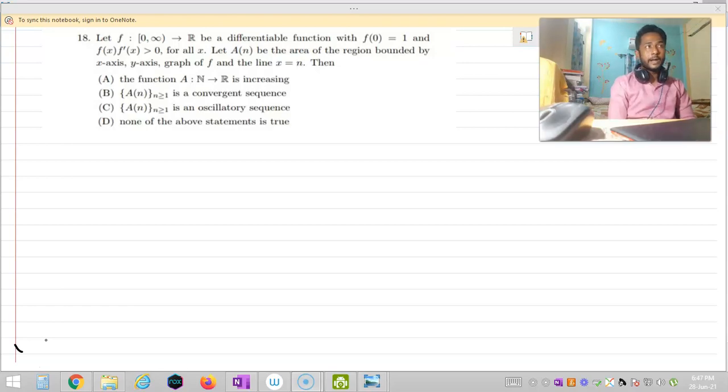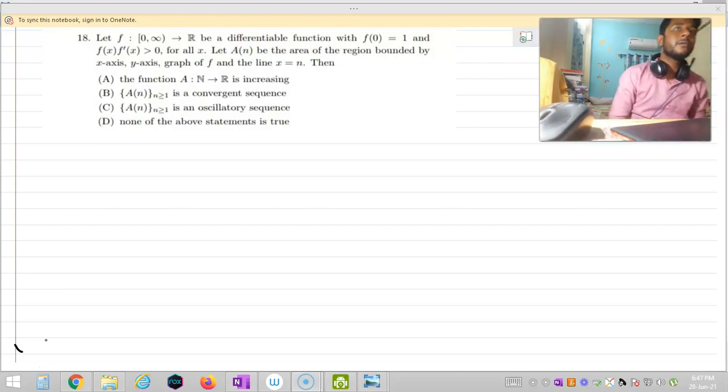The options say that the function A from N to R is an increasing function; A_n, n greater or equal to 1, is a convergent sequence; A_n, n greater or equal to 1, is an oscillatory sequence; and none of the above statements is true.